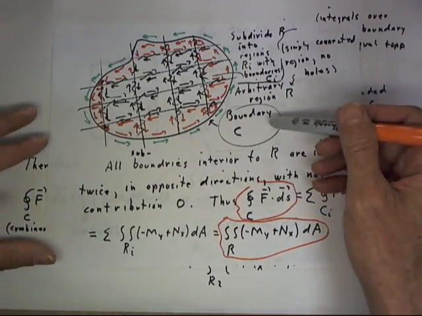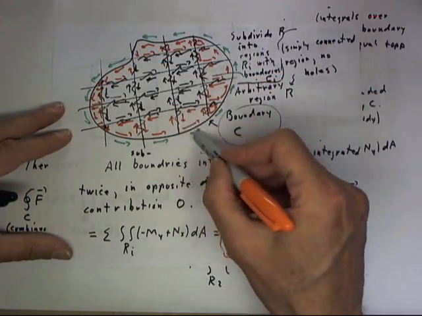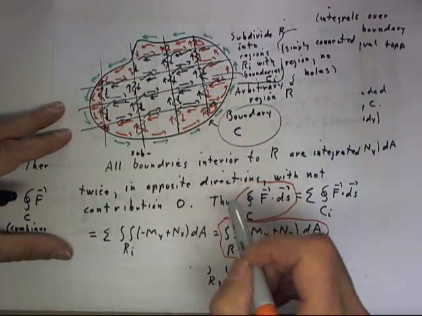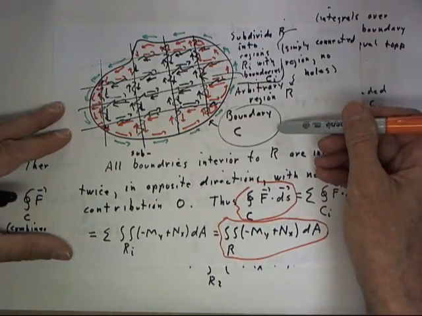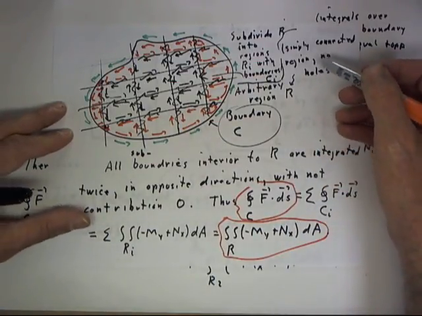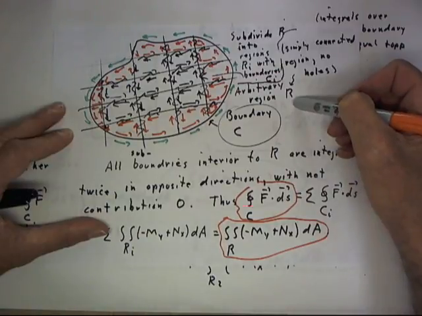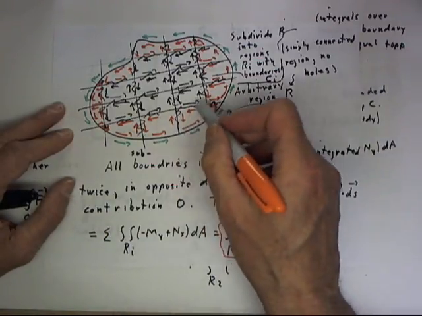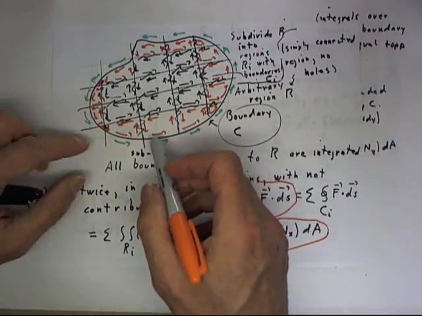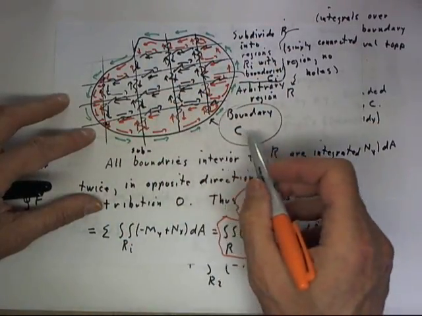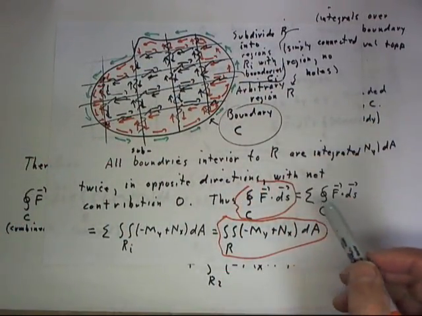Now, there are details. This is a conceptual outline of how the theorem is proved. Your textbook proves it more rigorously and states the conditions on the region very clearly. But this is the general idea, and this is why Green's theorem holds for simply connected regions in the plane.